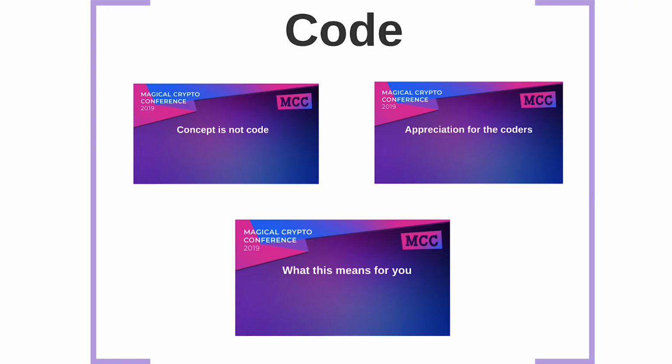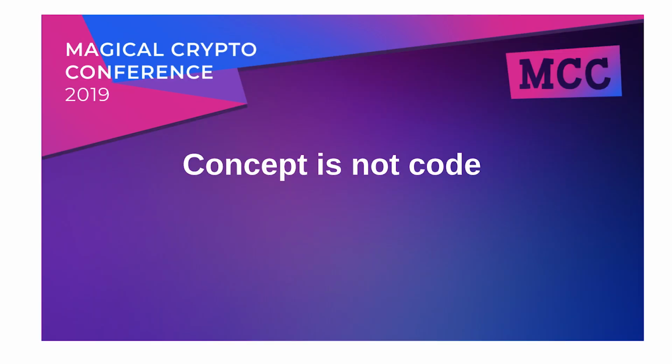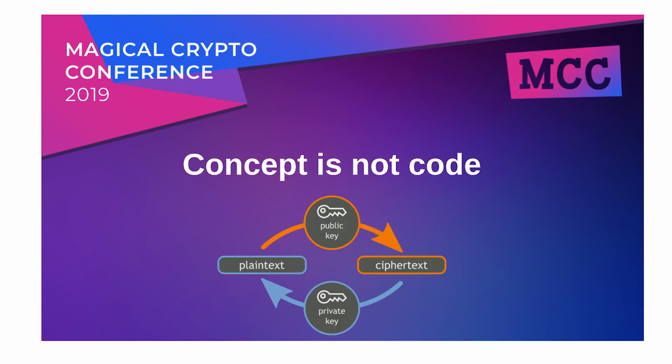All right. Second thing, code. The first learning about code is that concept is not code. Knowing the concept of something is not enough to really know it. This becomes abundantly clear when you look at something like public key cryptography. Many of you conceptually know what public key cryptography is. The public key can verify signatures, and the private key can sign things, right? You have this idea that this person can produce something that this other person can verify.